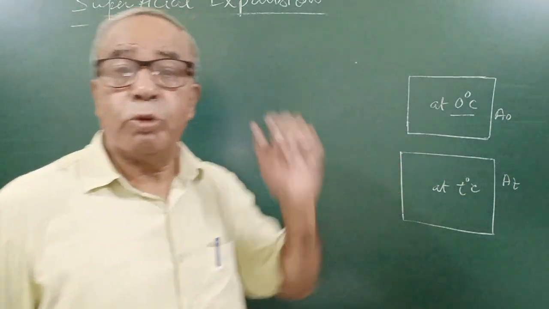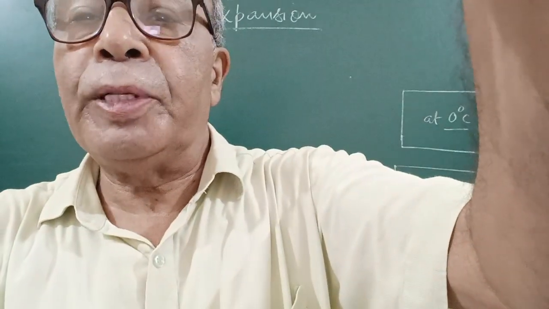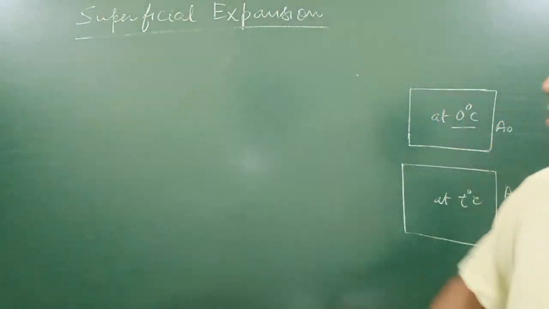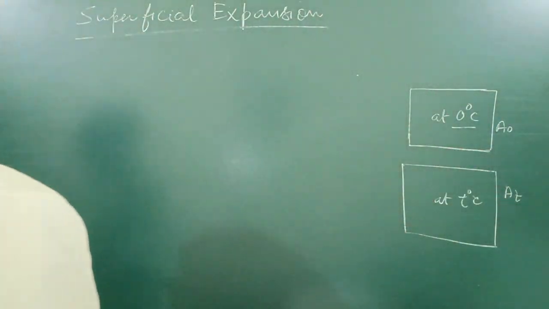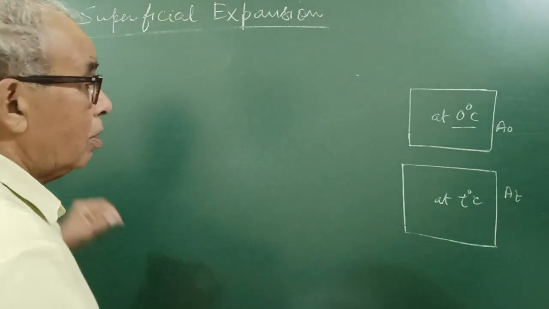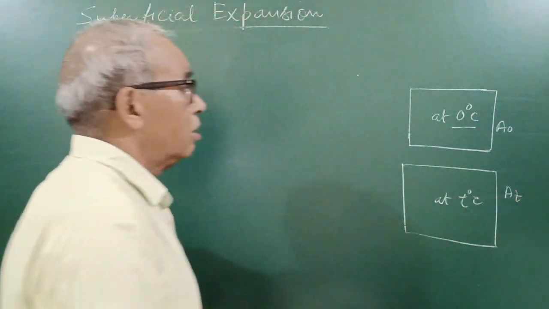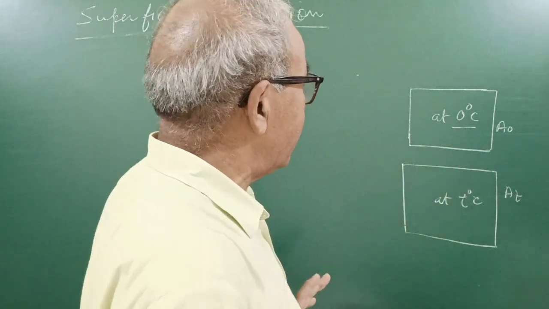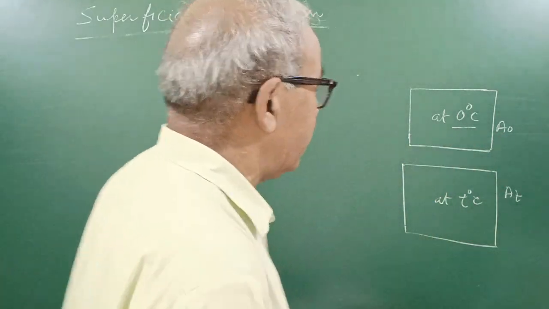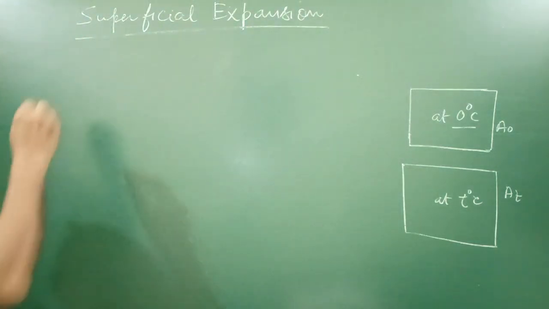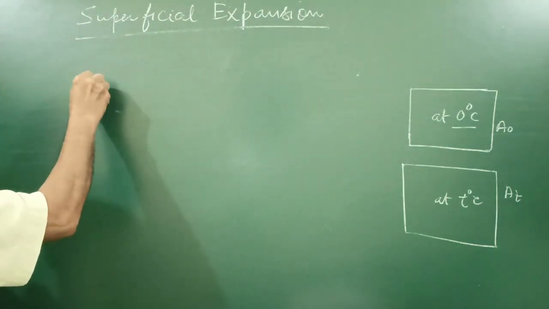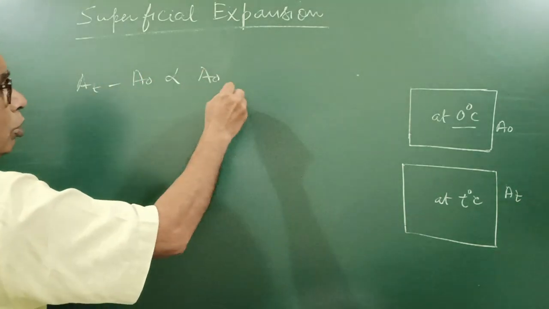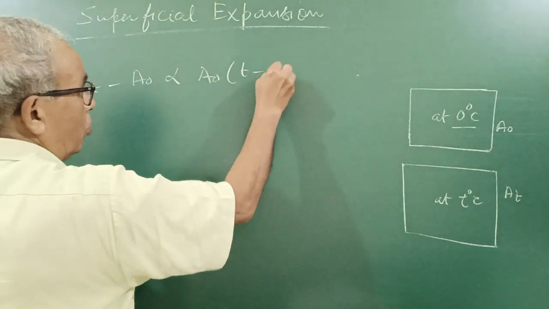Well, dear student, now I come to superficial expansion. What is that? Superficial expansion regarding area. Actually, it is a thin metallic sheet whose area is A0 at T0 degree centigrade and AT at T degree centigrade. So the increase in area, AT minus A0, is proportional to A0 into the rise in temperature, T minus 0.